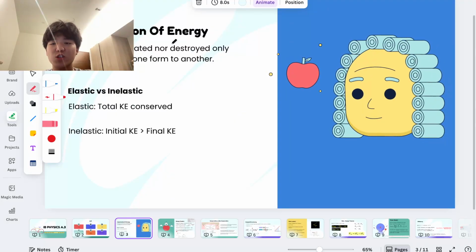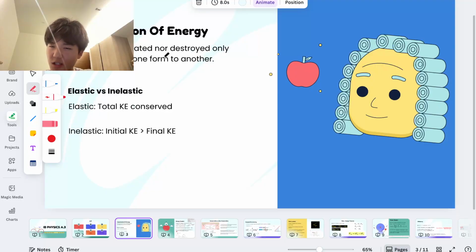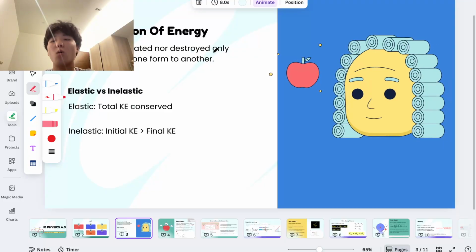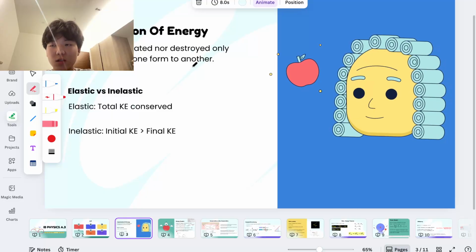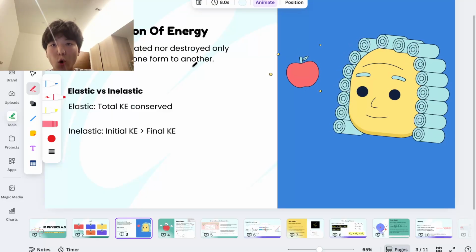So, conservation of energy, what is it? Energy is not created or destroyed, only converted from one form to another. So, in an isolated situation, the total amount of energy is constant throughout.